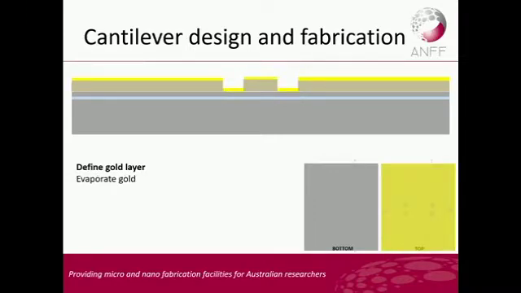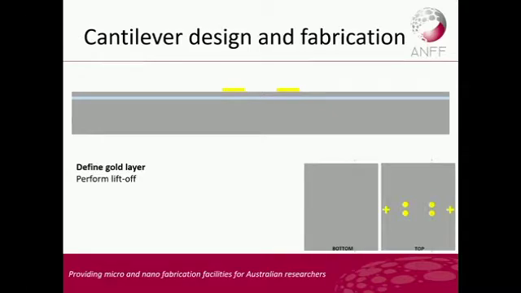Because evaporation, and Kai will talk about it later, is very directional, it tends to cover high and low features. It tends not to cover walls. So it means that we can then remove this photoresist, and it'll take this gold away, but it'll leave this gold here. And then we've patterned our 50 micron dots onto the surface. Okay, so it's pretty simple.